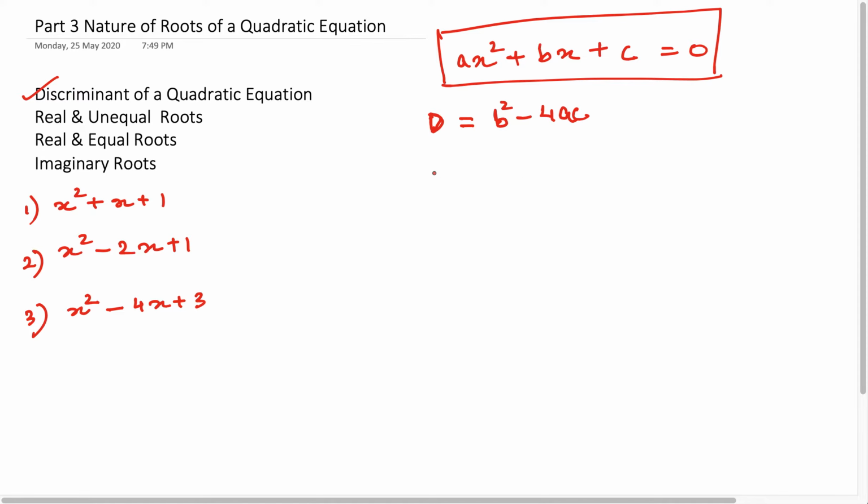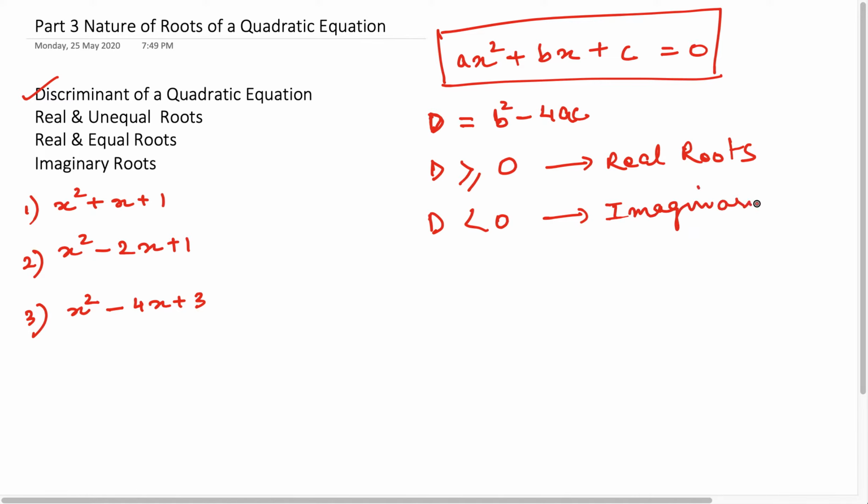Now if the value of d is greater than or equal to 0, it will have real roots. And if d is less than 0, it will have imaginary roots. A lot of places also call imaginary roots as no real roots, which are the same thing. No real roots. This is one way of looking at this.